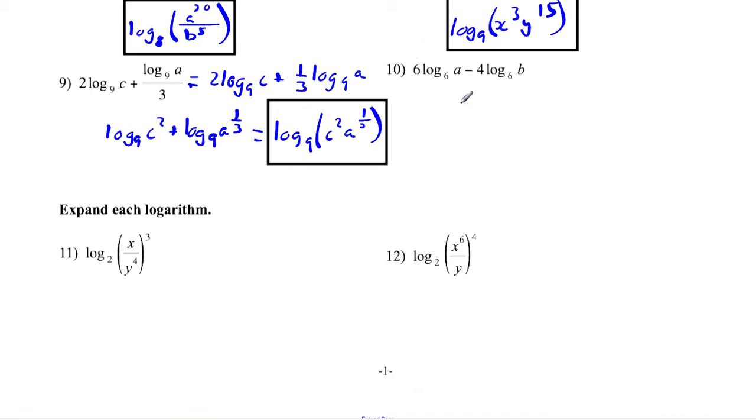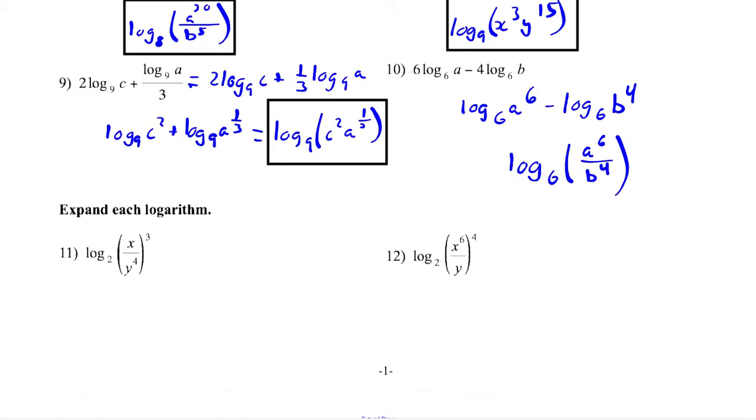Next up, log base 6 of a to the 6th minus log base 6 of b to the 4th. So we get log base 6 of a to the 6th over b to the 4th. And that is our answer there.